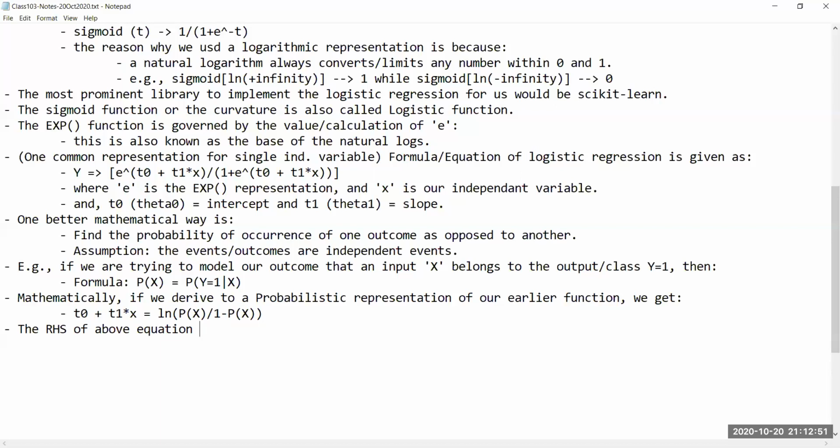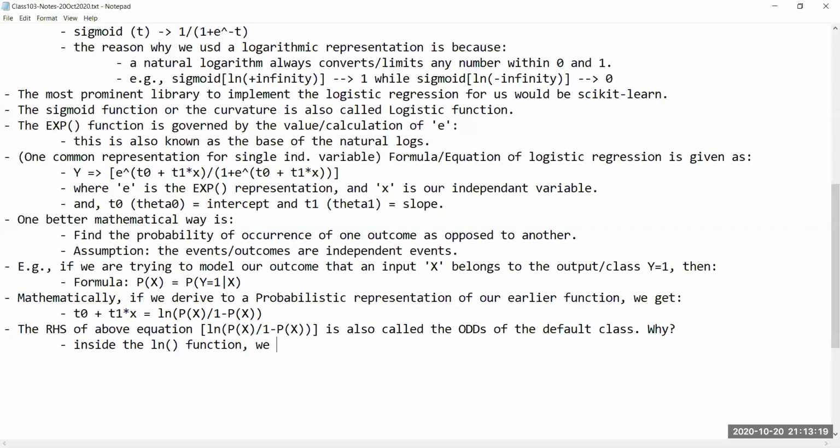which is this, is also called the odds of the default class, right? Now, why it is called the odds is because you can clearly see that whatever is inside the natural logarithm function, we are using a value which is something like this, right?